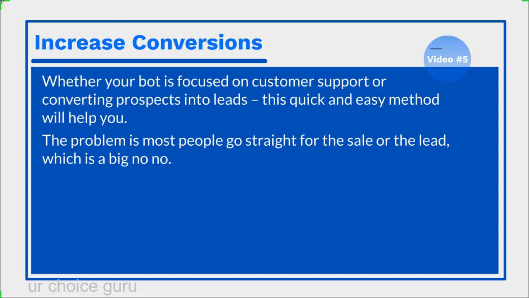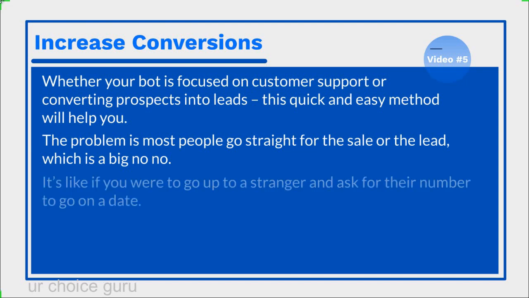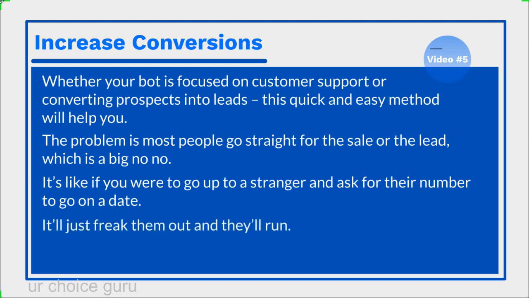You see, the problem is most people go straight for the sale or the lead, which is a big no-no. It's kind of like if you were to go up to a stranger and ask for their number to go on a date. If you think about it for just a second, you're probably thinking, well, that's a little bit crazy, right? But that's a lot of times what we do in business. We go straight for the sale, we go straight for the number. And all that is going to do is it will freak them out and they'll run. And they'll simply go to your competitors. So that's how most businesses operate. And you definitely don't want to operate that way at all.